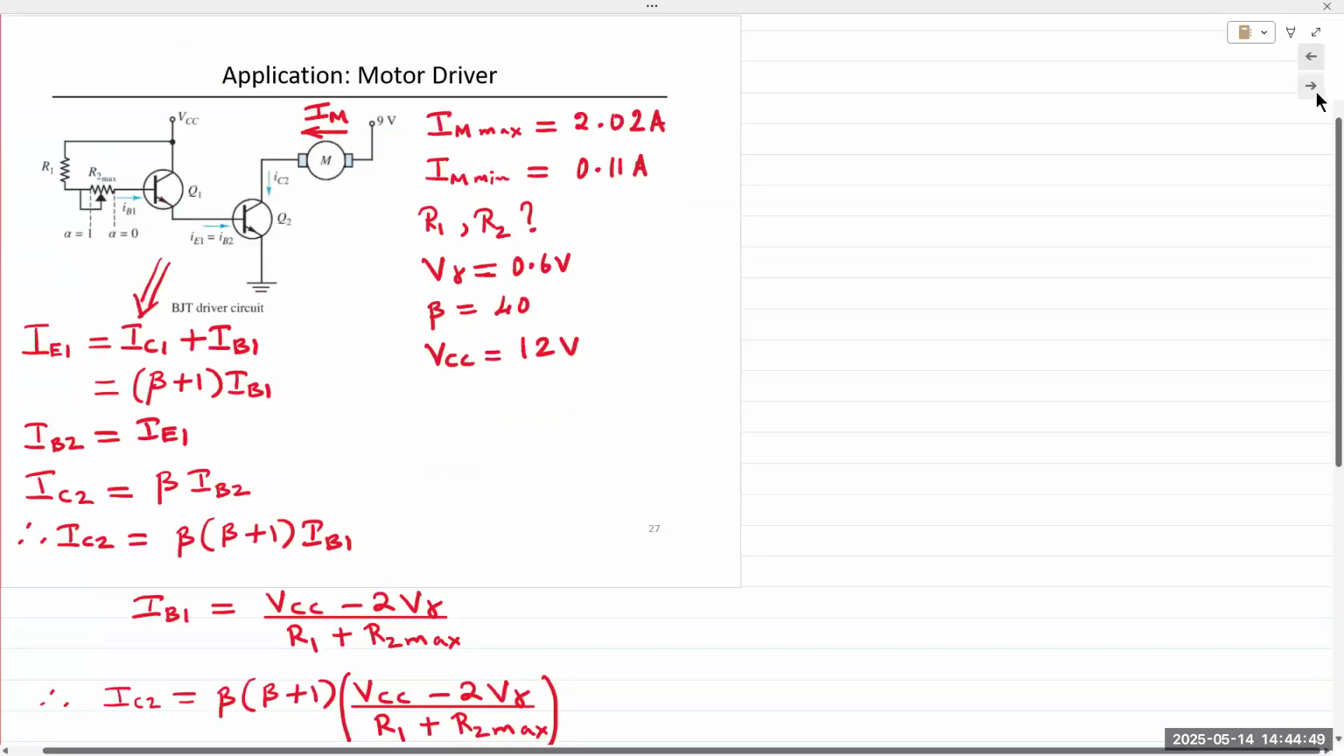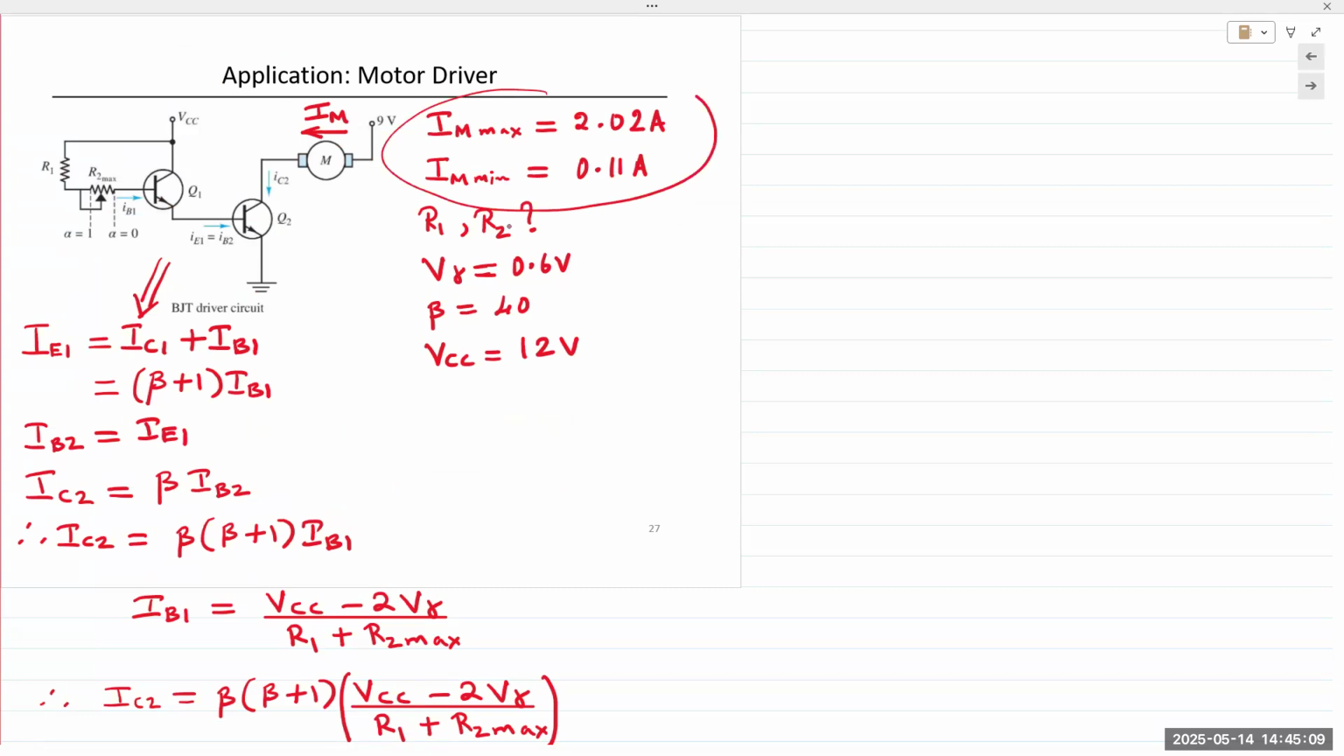Same circuit, but now we have an additional circuit at the output because we want a very large current flowing through for this application. This application is regarding a DC motor. DC motors require a sizable amount of current. In this case, our DC motor requires current to flow from 110 milliamps to 2000 milliamps, a really large amount of current. Okay, so we're asked to find the values for R1 and R2.